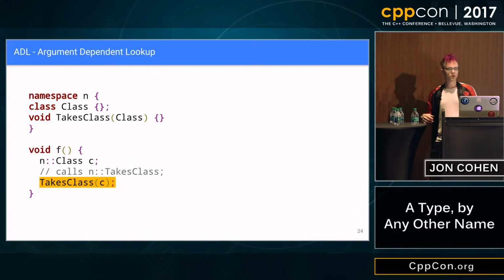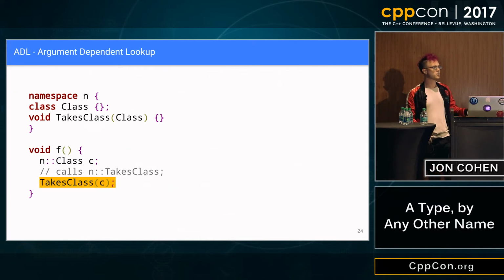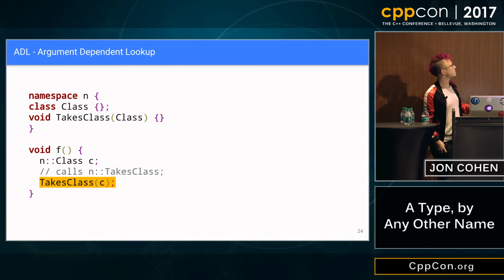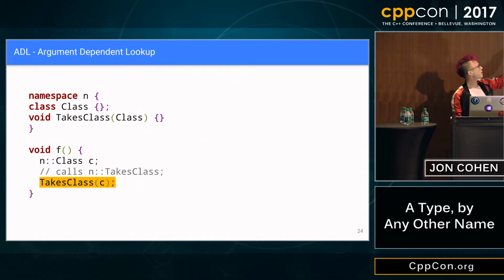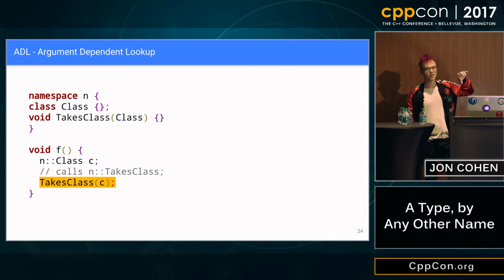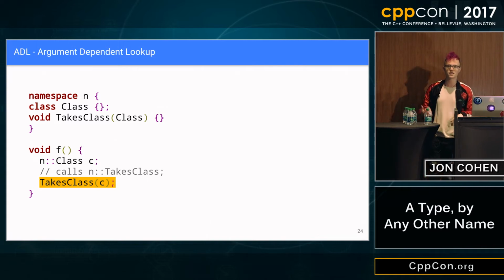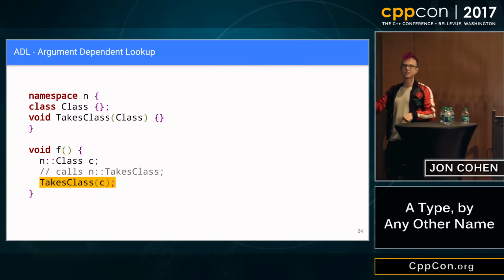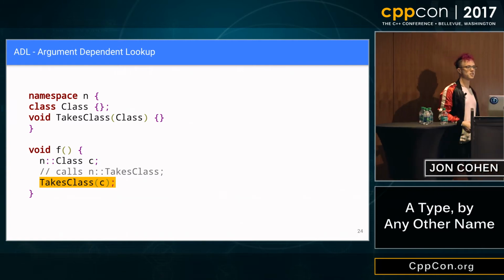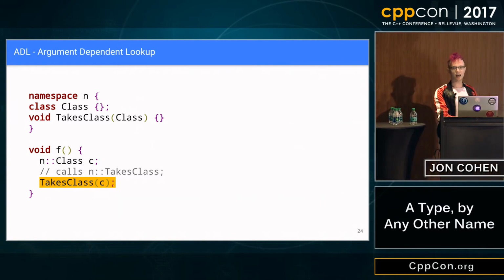So when we have user code like this, they can just call takes class without actually qualifying it. ADL only works on unqualified calls, and what will happen is when the compiler searches for the function, it will look in all of the namespaces surrounding f for takes class. It'll also look at all of the associated namespaces of every type which is passed to f and search in there. So it finds in class's associated namespace, it finds takes class and calls it.